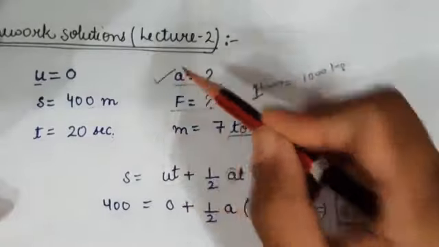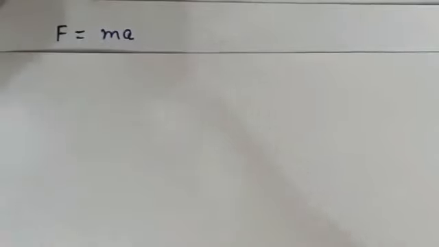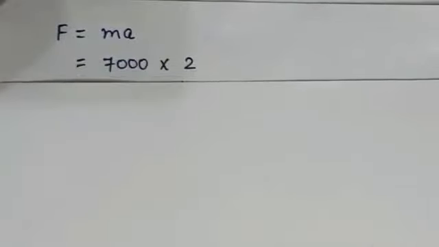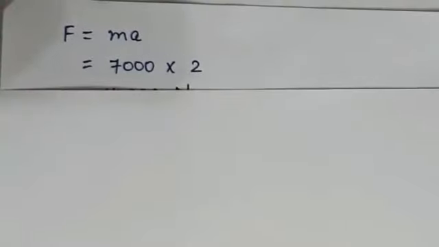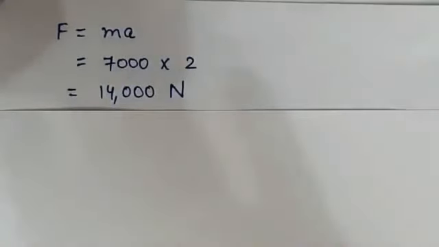So now you have calculated acceleration. Now you have to calculate force. What is the formula for calculating force? Force is ma. Now mass you have calculated 7000 and acceleration also 2. So 7000 into 2, that will be 14,000 Newton, because N is a unit of force. So the answer is 14,000 Newton. Clear?